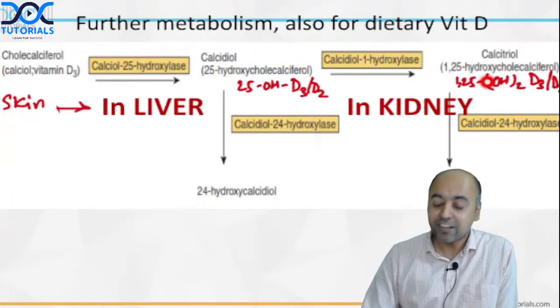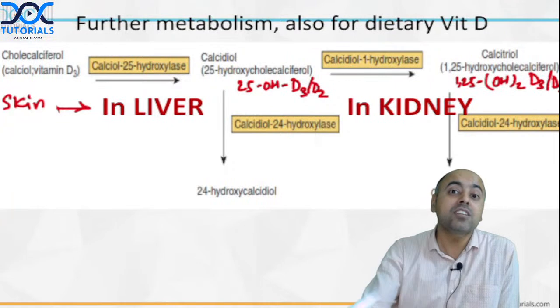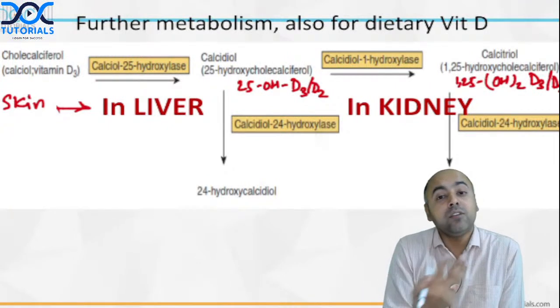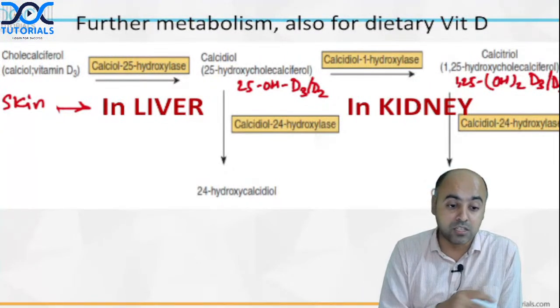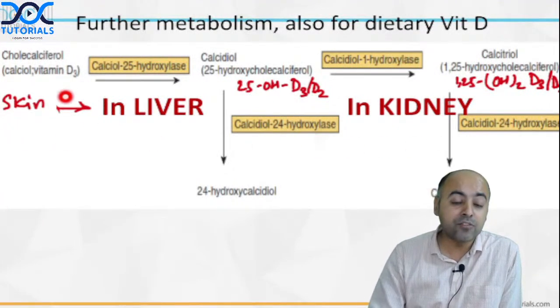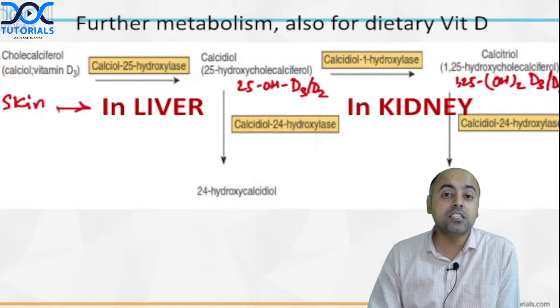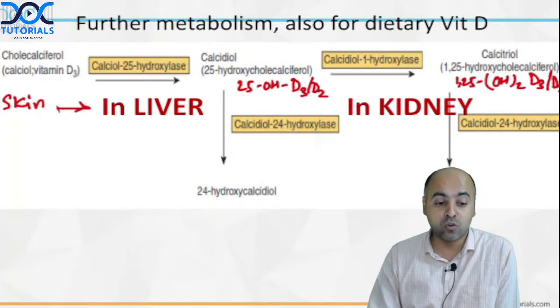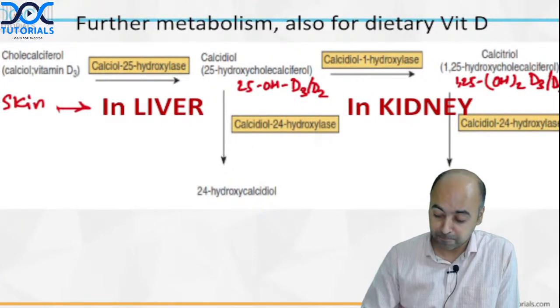But if the 1,25 dihydroxy form is decreased, there you can give a supplement of the active form of vitamin D, where the response will be seen. Okay, so these are the points in vitamin D, the different aspects which will be asked in the exam, about which you should know the details.